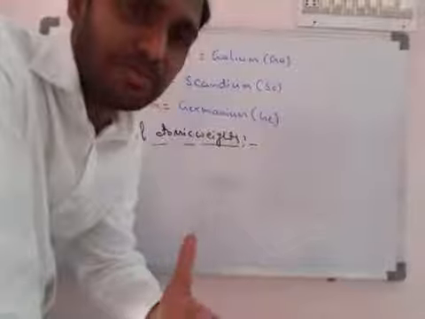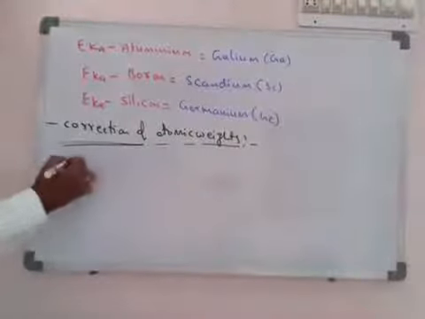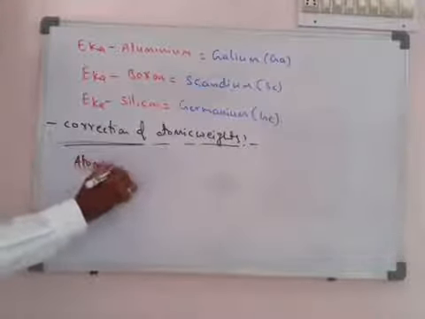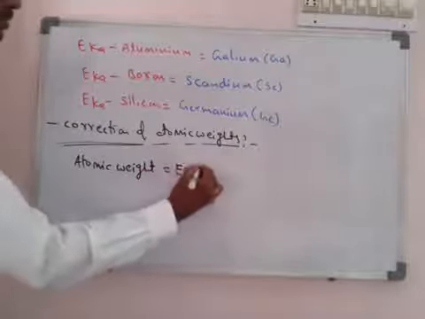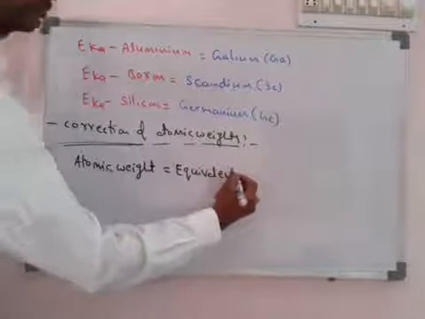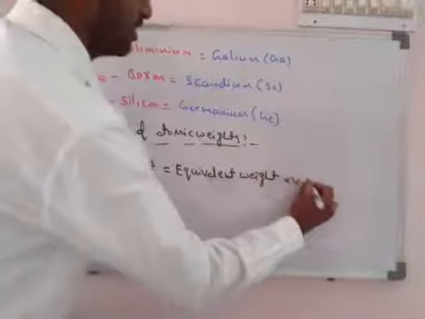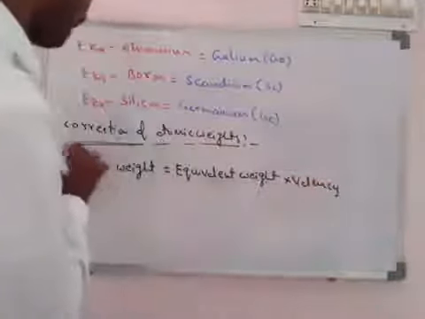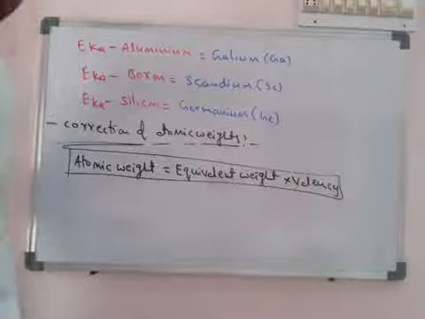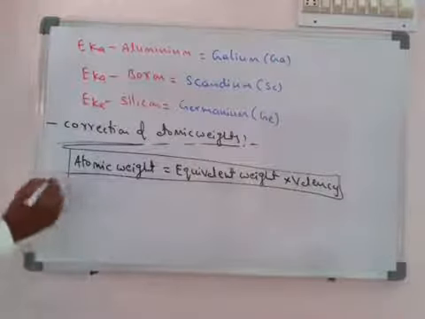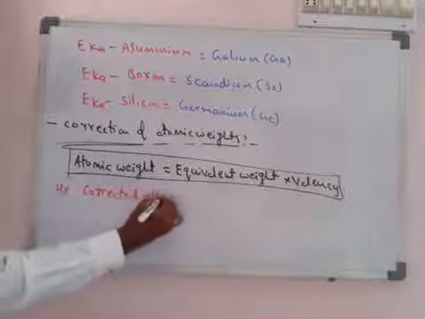Okay, so for checking purposes he used a formula. For atomic weight he gave a formula: atomic weight equals equivalent weight into valency of an element. The atomic weight of an element equals its equivalent weight times its valency. Okay, so therefore he corrected.